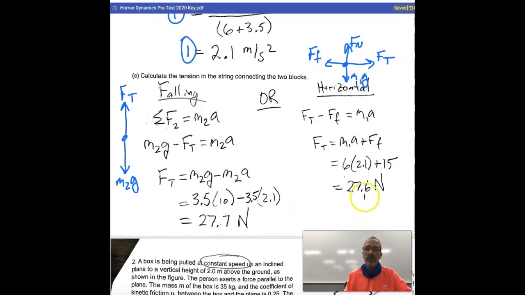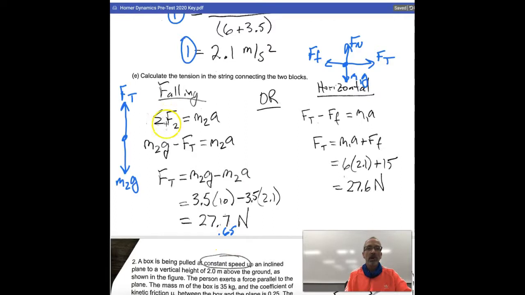You should get a number that's very, very close. This one's actually 27.65. So these two numbers differ by 0.05 newtons. And compared to 27 or 28 newtons, that's a very, very small error. So we don't worry about it.